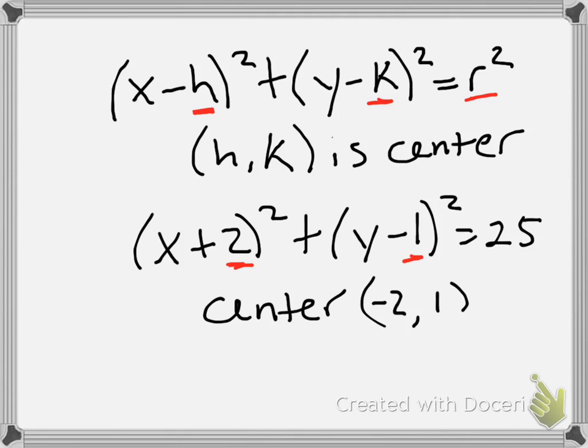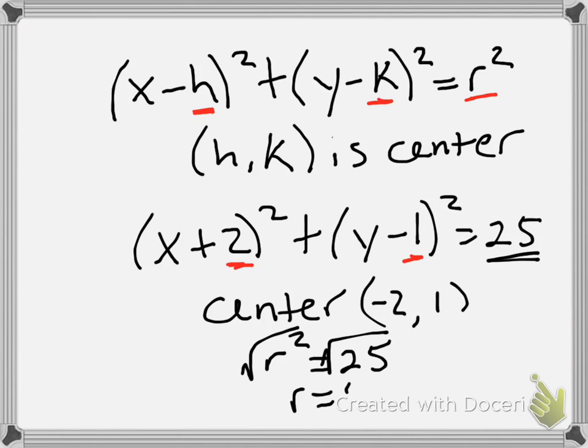Now what you have to remember is this right here is technically the radius squared. So you have to take the square root of that 25, because my radius squared in this case has to equal 25. So you take the square root of both sides, and in this case r is equal to 5. You want to be able to look at a circle equation and identify very quickly what your center is and what your radius is, and vice versa. If it gives you the center and the radius, you can actually find the equation.